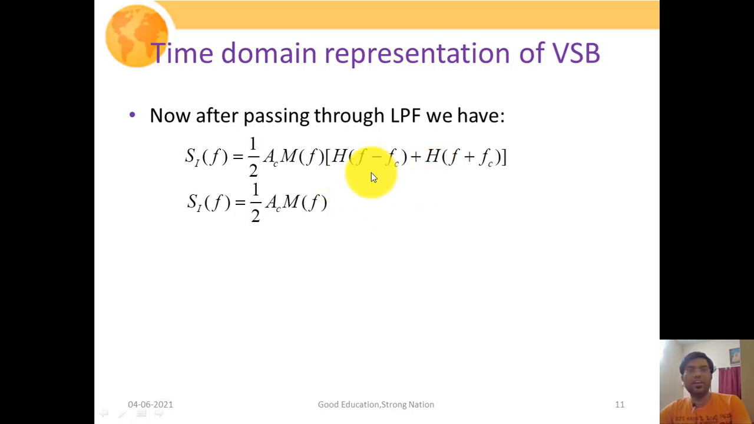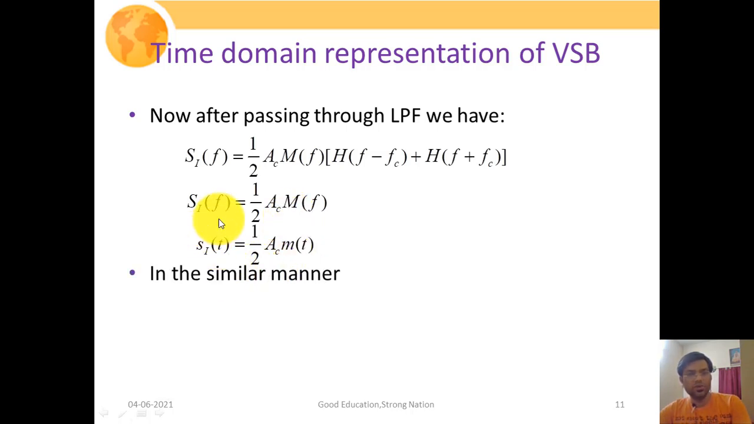So let us say the value of H(f − f_c) + H(f + f_c) is equal to unity. This is just a typical assumption. It could be any constant term, because we are only concerned about M(f). While demodulating, we get our original message signal back. In that case, when H(f − f_c) + H(f + f_c) turns out to be unity, S_I(f) turns out to be half of A_C times M(f). In the time domain, the in-phase component s_I(t) is equal to half of A_C times m(t).